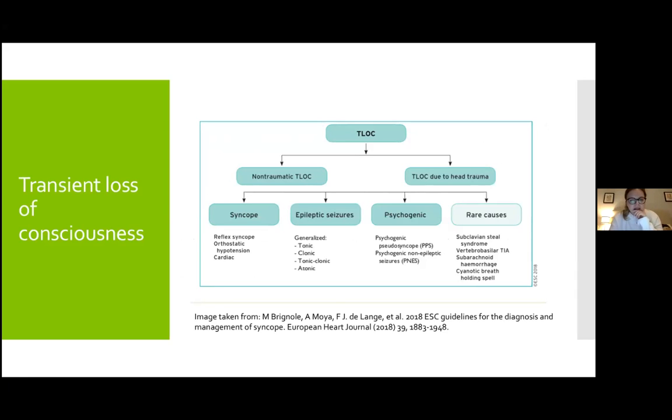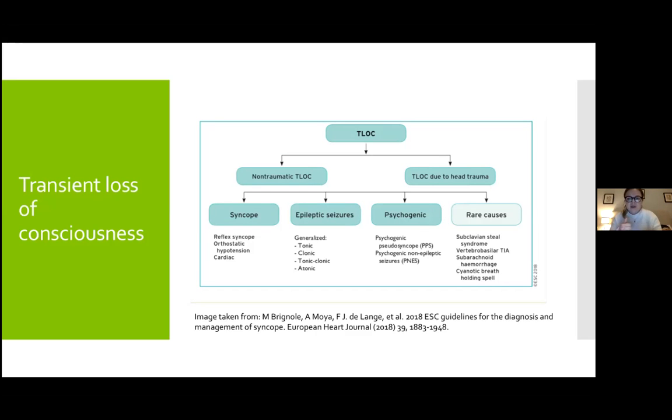And the main thing for your OSCEs is going to be looking at non-traumatic transient loss of consciousness, and you're going to be trying to differentiate. You're going to try and show in your history and differentiate between, is this a seizure that's caused a loss of consciousness, or is this syncope? And there are different causes of syncope. There's reflex syncope, which is a reflex drop in blood pressure and heart rate to cause you to lose consciousness, orthostatic hypotension, and cardiac causes because of a reduced cardiac output.